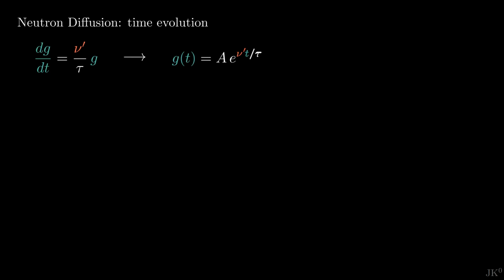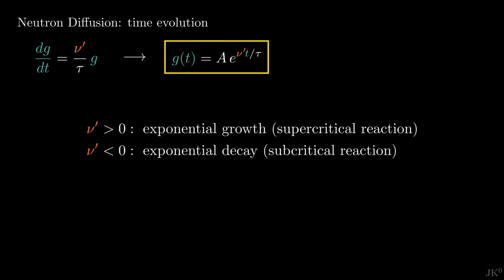Let's start with the time evolution. Take the equation that we derived for g. This is probably one of the first differential equations that you learn how to solve because it's the easiest one. The solution is just an exponential in time. A is called an integration constant. This is a number that we still don't know and we will need to figure out later using the boundary conditions. If we analyze very quickly our solution, we find that g changes exponentially with time. Whether this is an exponential growth or an exponential decay will directly depend on the sign of nu prime.